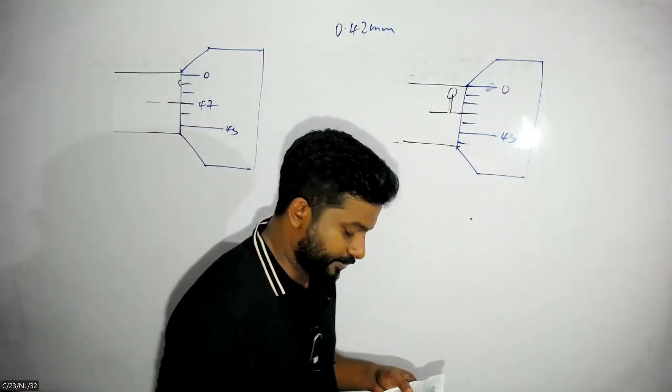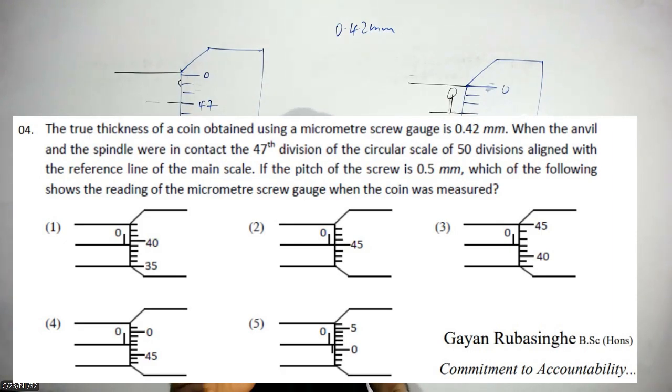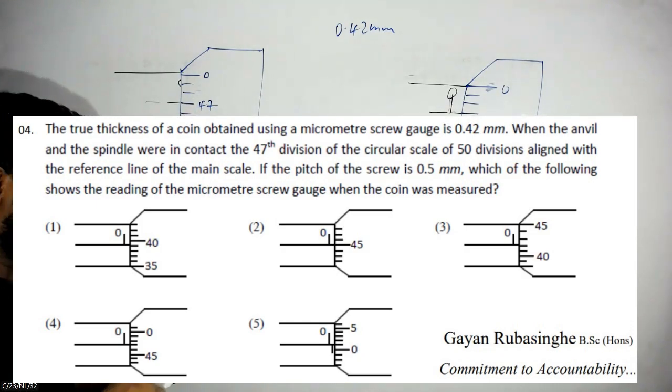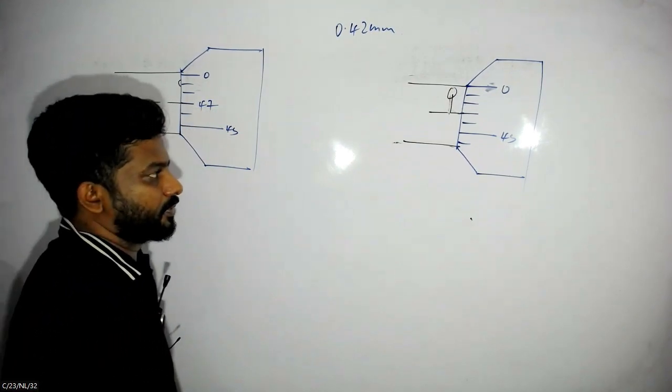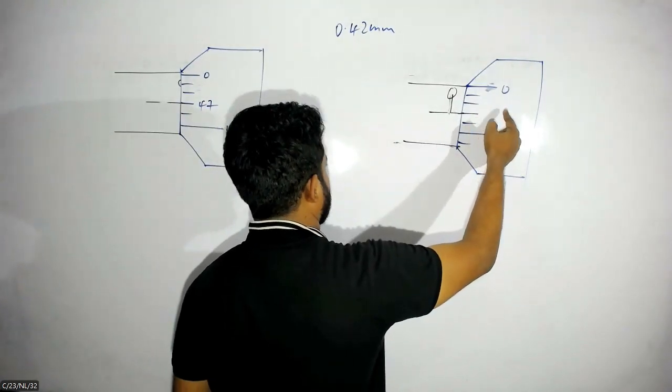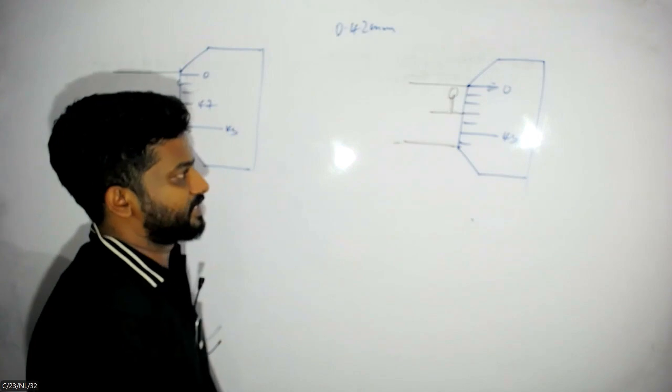Right, let's see the fourth question. Read the question. The true thickness of a coin obtained using a micrometer screw gauge is 0.42 millimeter. They have given the true thickness, right? When the anvil and the spindle were in contact, 47 divisions of the circular scale align with the reference line of the main scale. In this diagram, 47 divisions of the circular scale align with the reference line of the main scale, right?